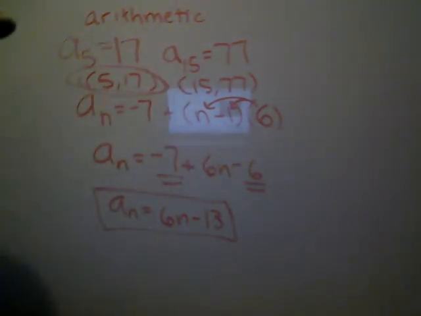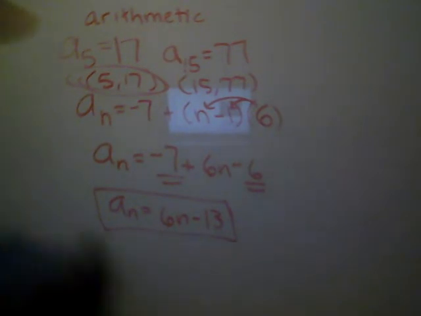Okay? So let's look at an example like that for geometric. Let me just find it. Okay, so let's place this. Just to remember, if you have two random data points for arithmetic, you can just use the slope and go from there.